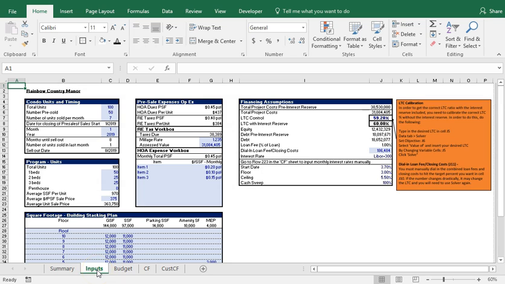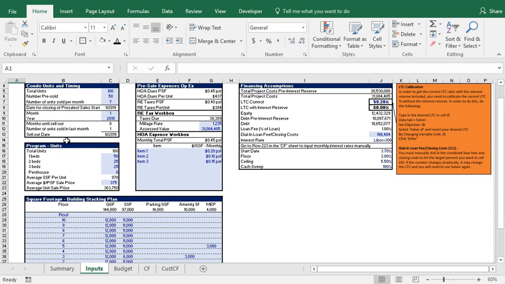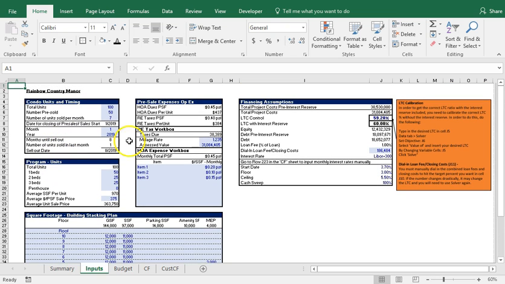And our next tab is our inputs tab, and the inputs tab has 5 workboxes, and we'll go over these 4, and we won't go over the financing assumptions workbox because there is a step-by-step instruction guide here, and I'd like to keep this video as short as possible for everybody.